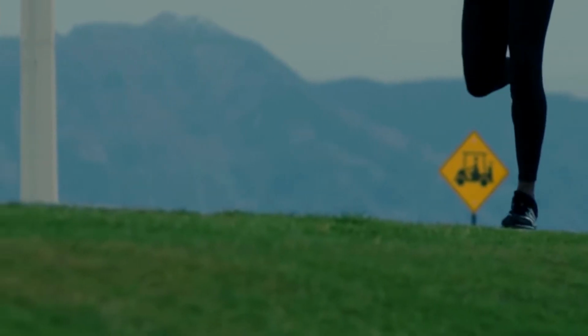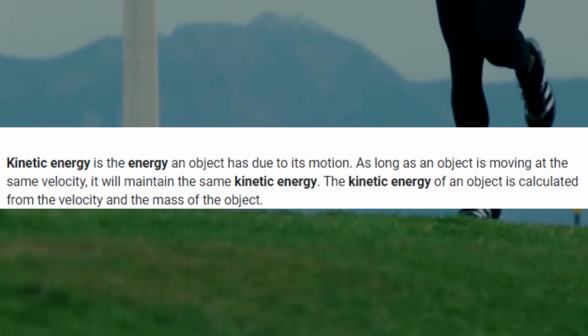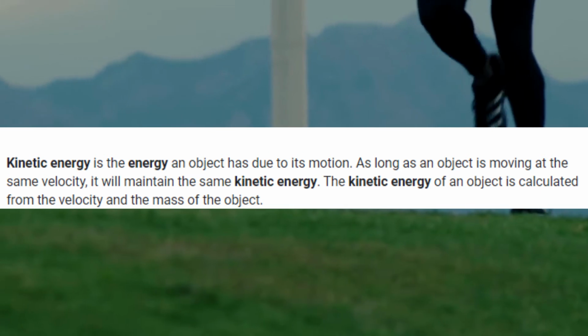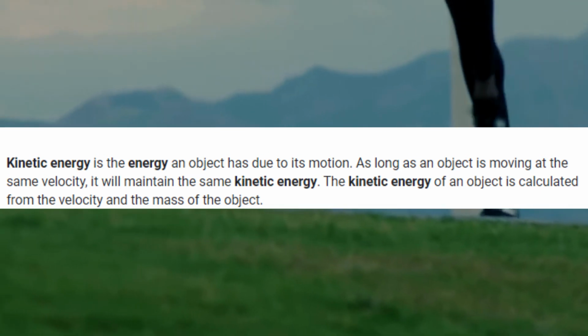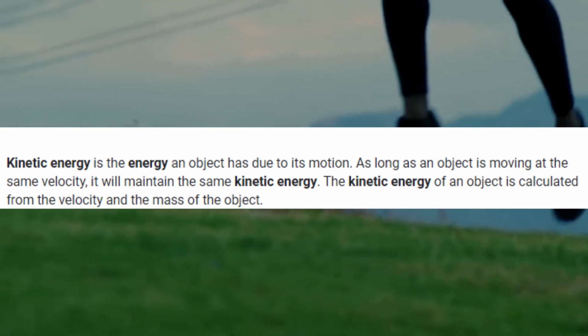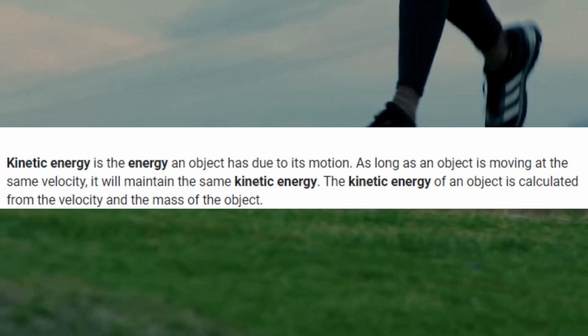Next is kinetic energy. Kinetic energy is the energy an object has due to its motion. As long as an object is moving at the same velocity, it will maintain the same kinetic energy. The kinetic energy of an object is calculated from the velocity and the mass of the object.